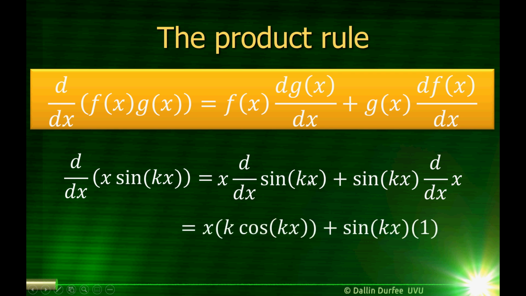Well, the derivative of sine kx, we just found that using the chain rule. That's k times cosine kx. So I have x times the derivative of the sine, which is k cosine kx, plus sine times the derivative of x with respect to x. The derivative of x with respect to x is 1. x changes by 1 unit for every change of x in 1 unit, right? So the derivative is just kx cosine kx plus sine kx.